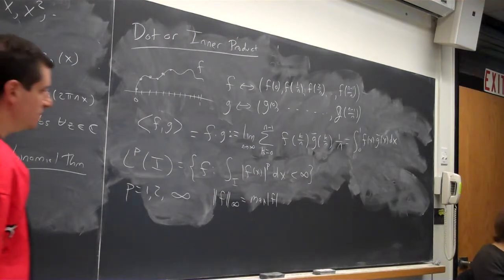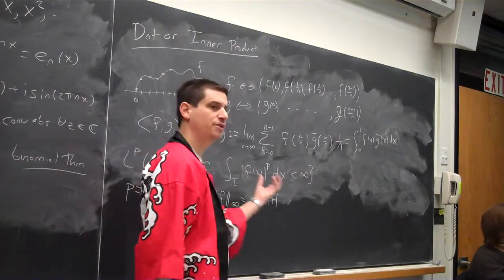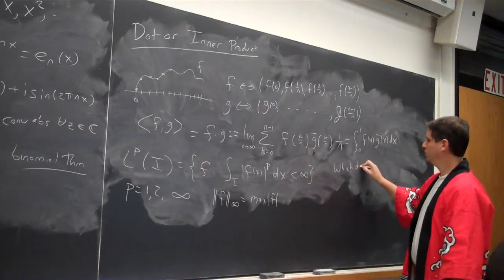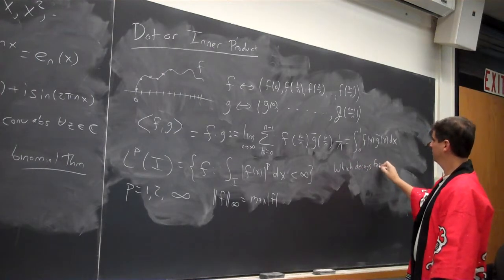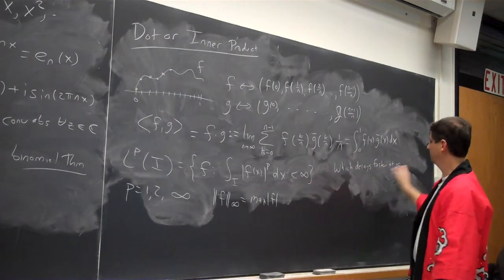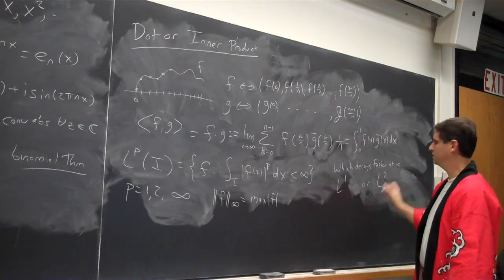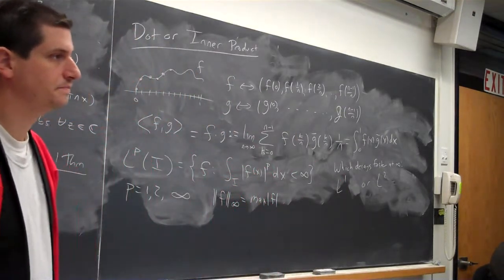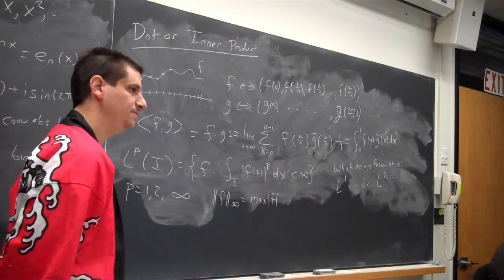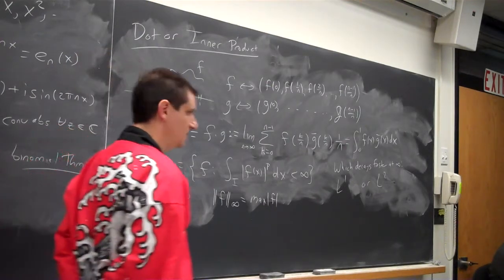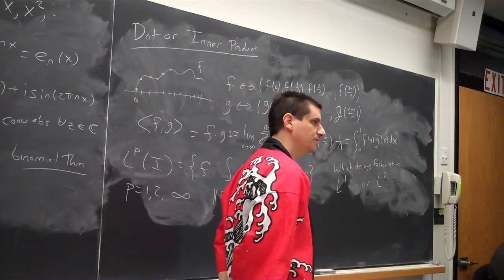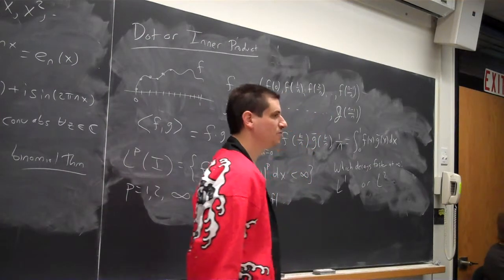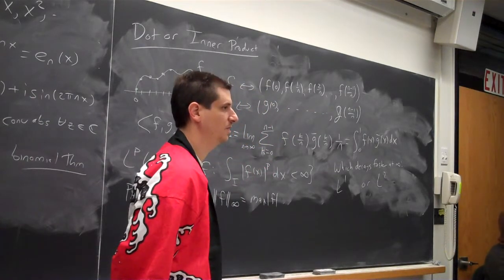So which do you think has stronger decay at infinity? A function in L^1 or a function in L^2? Which decays faster at infinity? L^1. Why L^1? Because if the integral is finite, then the square should be finite too. Well, the square of the integral will be finite, but you want the integral of the square.